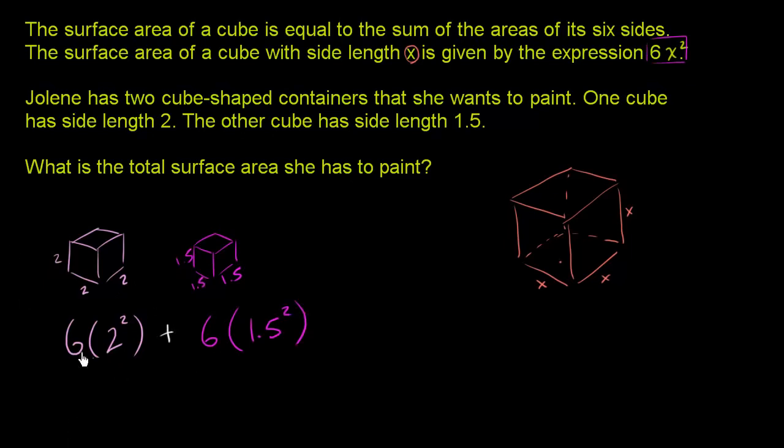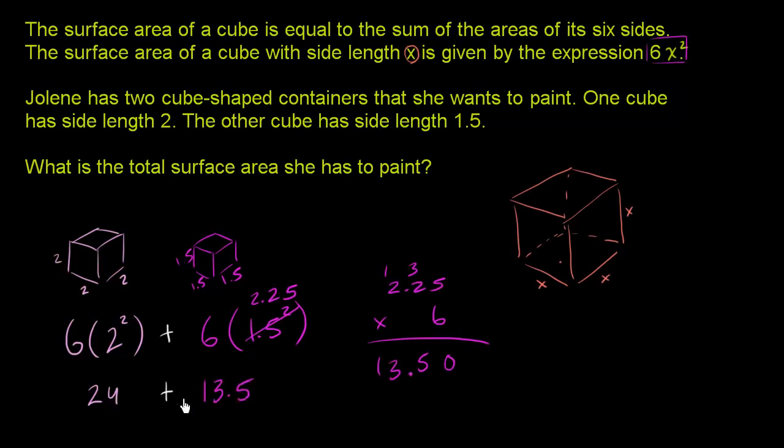And so if we were to compute this first one right over here, this is going to be 6 times 4. This is 24. And this one right over here is going to be a little bit hairier. Let's see. 15 times 15 is 225. So 1.5 times 1.5 is 2.25. So 1.5 squared is 2.25. And 2.25 times 6, let me just multiply that out. 6 times 5 is 30. 6 times 2 is 12, plus 3 is 15. 6 times 2 is 12, plus 1 is 13. I have 2 numbers behind the decimal, 13.5. So it's going to be 13.5.